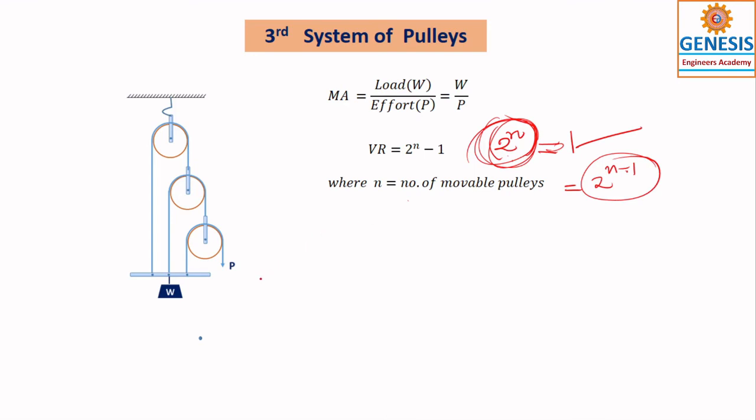So how many number of movable pulleys are there? If I apply this one, how many movable pulleys are there? Only one is fixed. It is not moving. It may be moved.